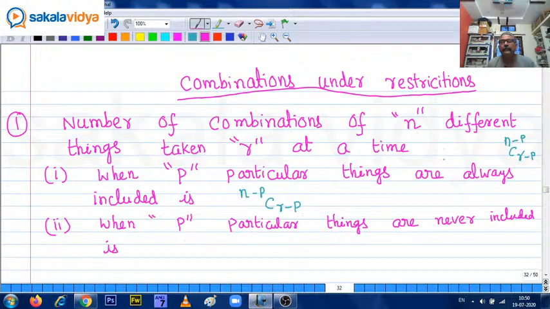Out of N, the remaining are actually how many? N minus P, but we need to select R only. That means N minus P choose R. You remember NCR without condition. If P things are never included, subtract P from the top: N minus P, R. If included, from the bottom we need to subtract P. Like this you need to remember.